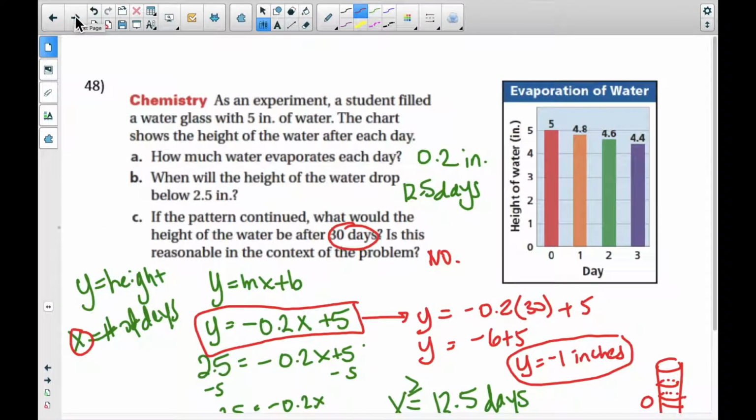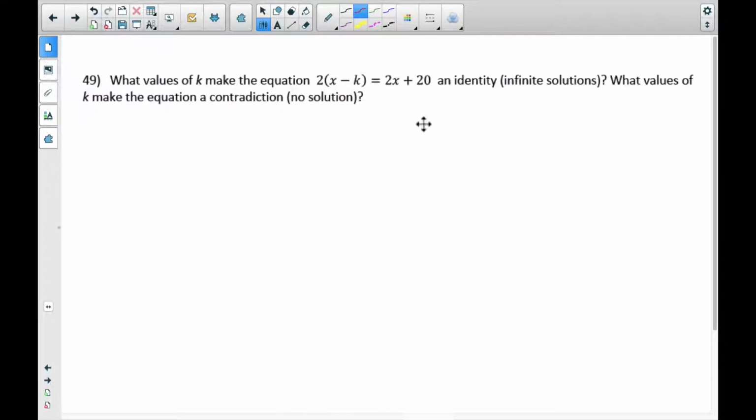Okay, last problem, number 49. What values of k make this equation an identity, which means infinite solutions? And then what values of k make this equation a contradiction, that is a no solution problem? Okay, so let's talk about identity first. An identity problem means that when you solve the problem, you get the same thing on both sides. That's what identity means. And infinite solutions means the same thing on both sides.